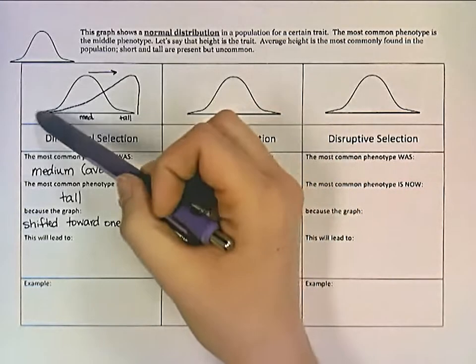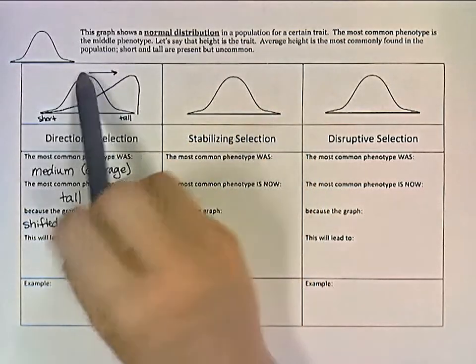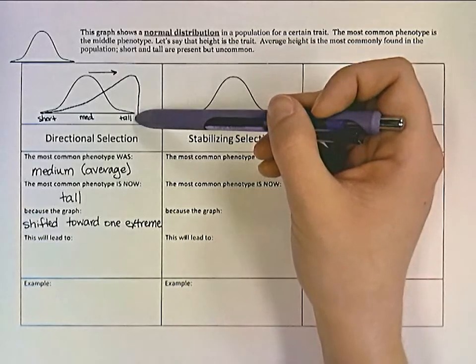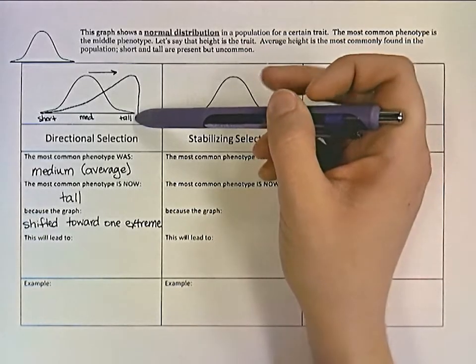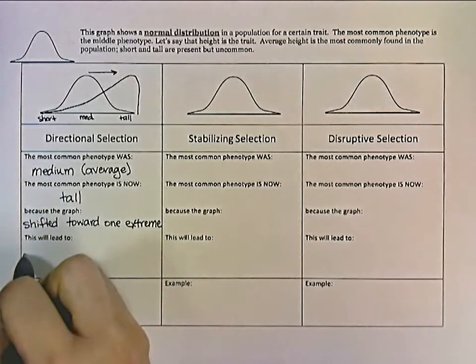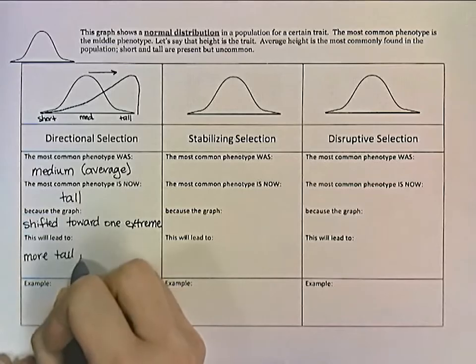So our whole graph has gone from having its highest point over medium, and it shifted over towards this extreme side where most of our individuals are now tall. And this will lead to more tall individuals.